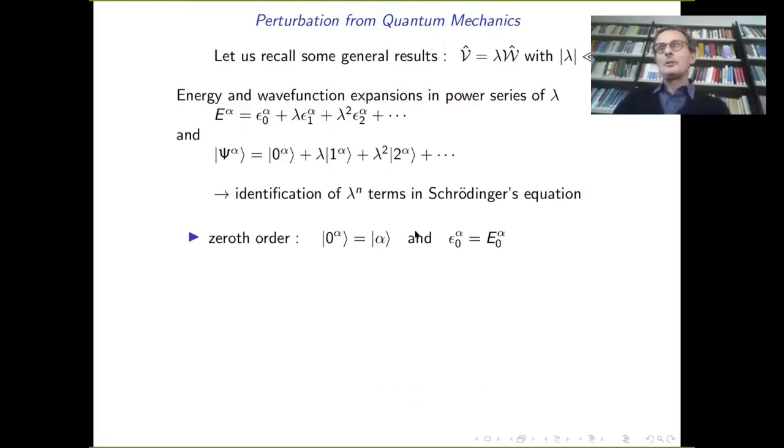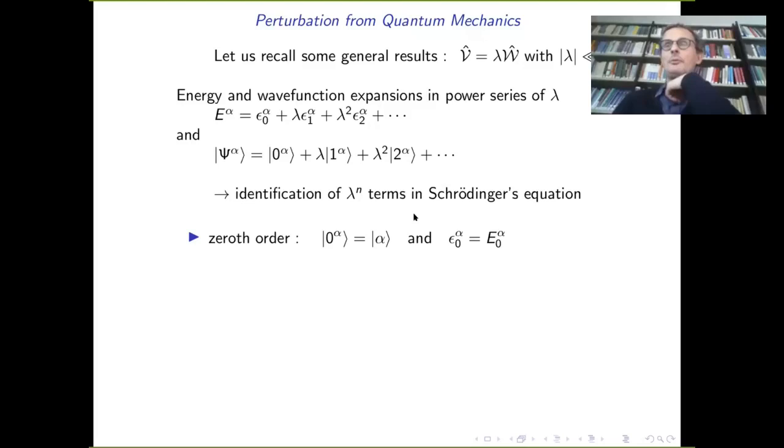Okay, so I will somehow get back into some general results coming from quantum mechanics in terms of perturbation theory. And the idea is to go through step-by-step identification of the terms in the Schrödinger equation. So I skip the details for obvious reasons, but this can be found in many different excellent textbooks. So this is just somehow getting back to some general results.